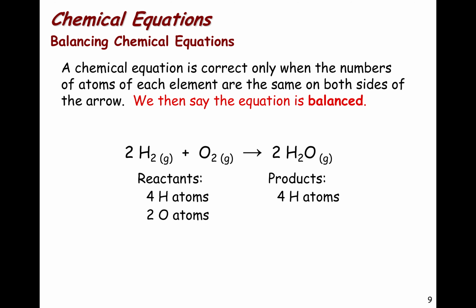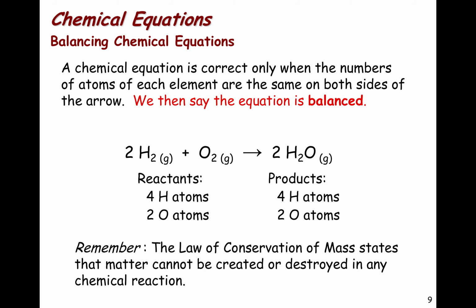In terms of the oxygen atoms, there are 2 oxygen atoms in the O2 formula, and there is an implied 1 as a stoichiometric coefficient in front of that formula. If we look at the product side, there is 1 oxygen atom in a water molecule, but then we multiply by the stoichiometric coefficient in front of the formula, so we have 2 oxygen atoms on the product side as well. So, in fact, this is a balanced reaction that obeys the law of conservation of matter.